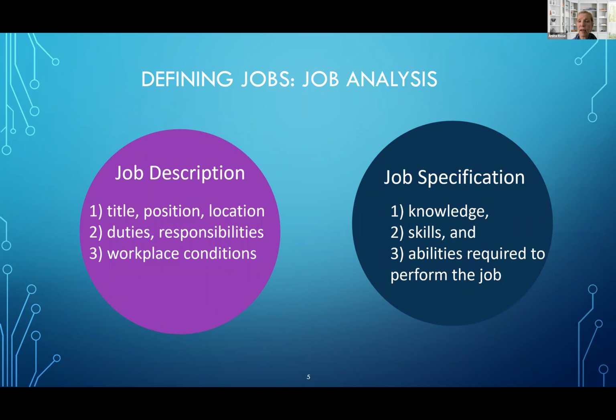Defining jobs and job analysis. So, very easily, job descriptions are maybe the title of a job, position, the location where someone would be working, the duties, responsibilities, and perhaps even workplace conditions. Where the specifications of the job are the knowledge, skills, and abilities required to perform that specific job. So we're looking at job description versus job specification.